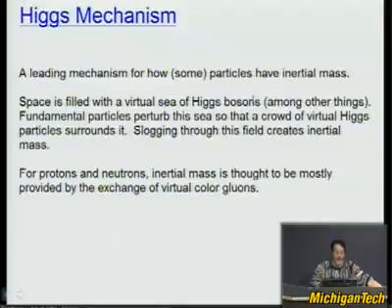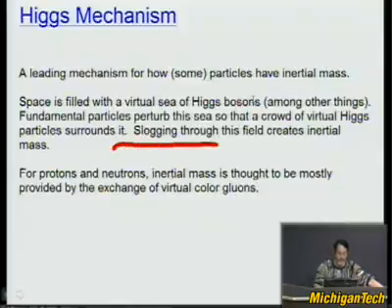So one leading mechanism for this is called the Higgs mechanism. In this view of the universe, space is filled with a virtual sea of Higgs bosons, among other things. It's filled with lots of stuff. Fundamental particles perturb this sea so that a crowd of virtual Higgs particles surround it. Slogging through this field creates inertial mass. That's the idea of the Higgs mechanism. For protons and neutrons, inertial mass is thought to be mostly provided by the exchange of virtual color gluons.